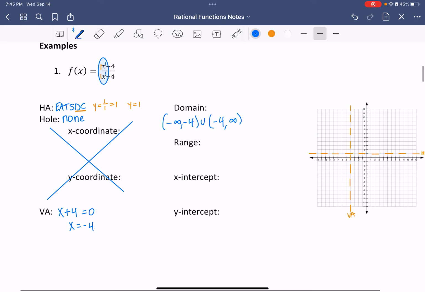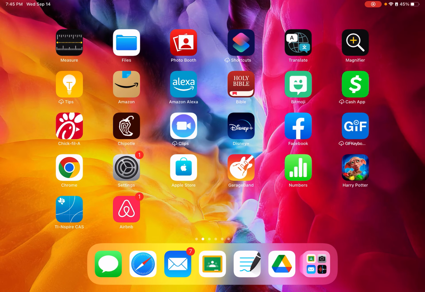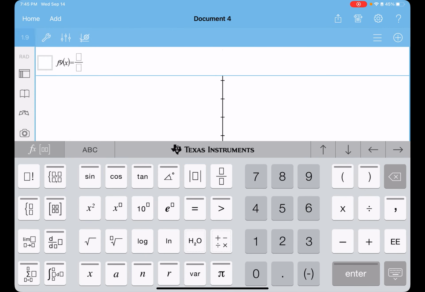All right, so for the range, it's usually every y value except this y value and except this y value. Now, there are some exceptions, so I do recommend that you graph them to make sure that that's what the range is. So we can do that now. So go to your calculator, open up a new graph. So we had (x minus 4) divided by (x plus 4).